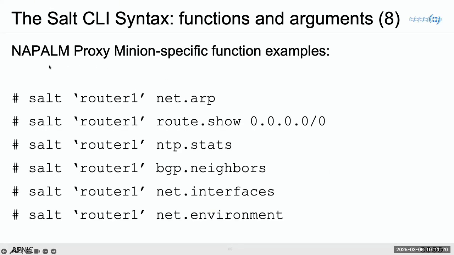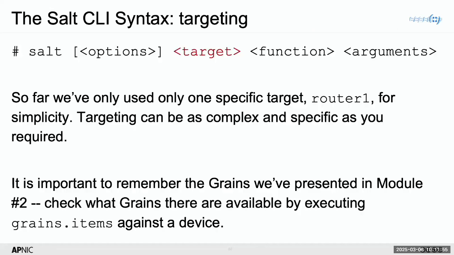Again, if we want to use napalm proxy minion specific functions, then we have these examples. We can get the ARP, the MAC address. If we want to see the routes, this is how we can do that. If we want to check the NTP stats, we can execute ntp.stats. If you want to check the BGP neighbors, you can do bgp.neighbors, and again interfaces and environment as well. So depending on what you want to do, you use a specific function.